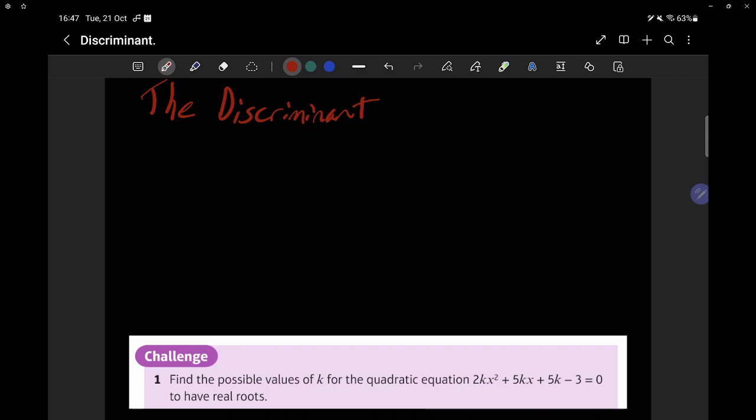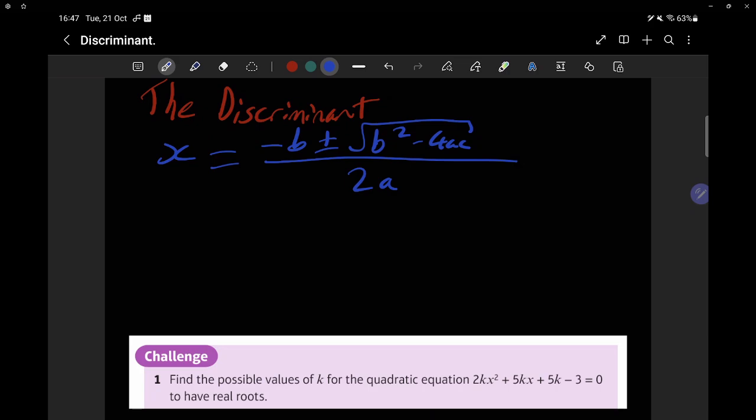Okay, hello, and for this video we're going to be looking at the discriminant and how we can use it to solve problems. The discriminant is getting into some sort of beginner calculus and algebra. The main thing we have to be aware of is the quadratic formula. So x equals minus b plus or minus the square root of b squared minus 4ac, over 2a.